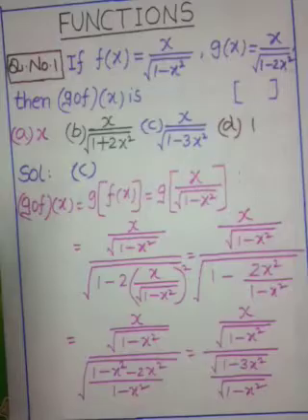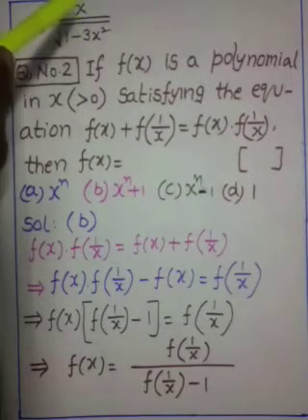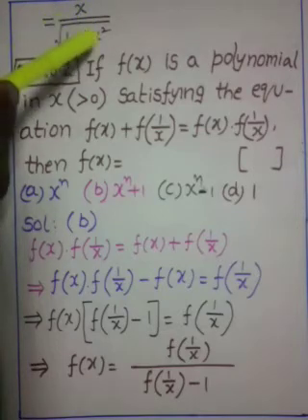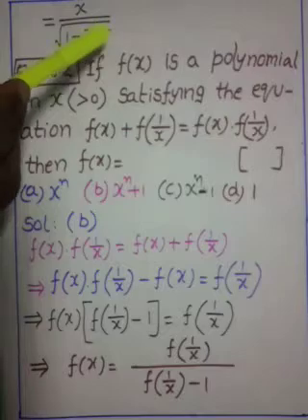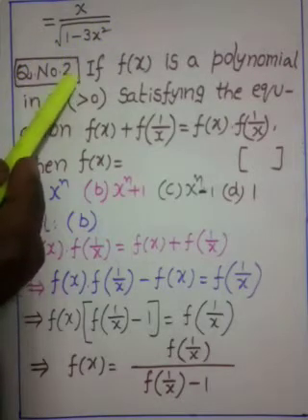Right. That is equal to, by simplifying the numerator and denominator, we get x by square root of 1 minus 3x square. Understood, my dear children? Is it clear? Right. Now come to the question number 2.